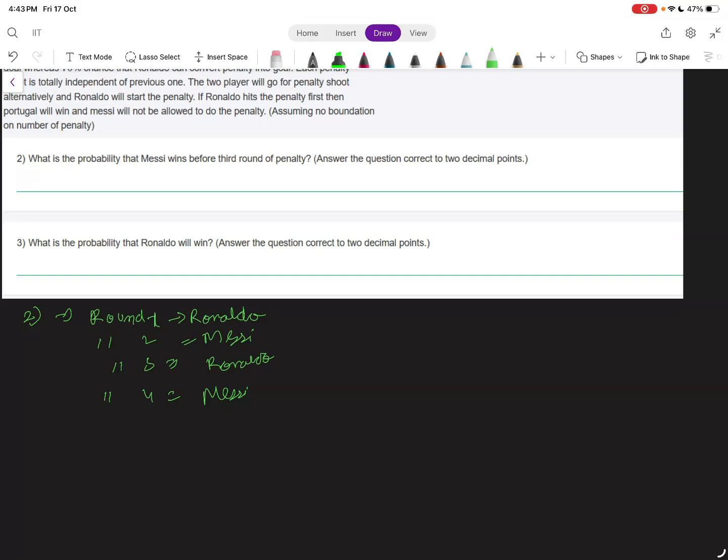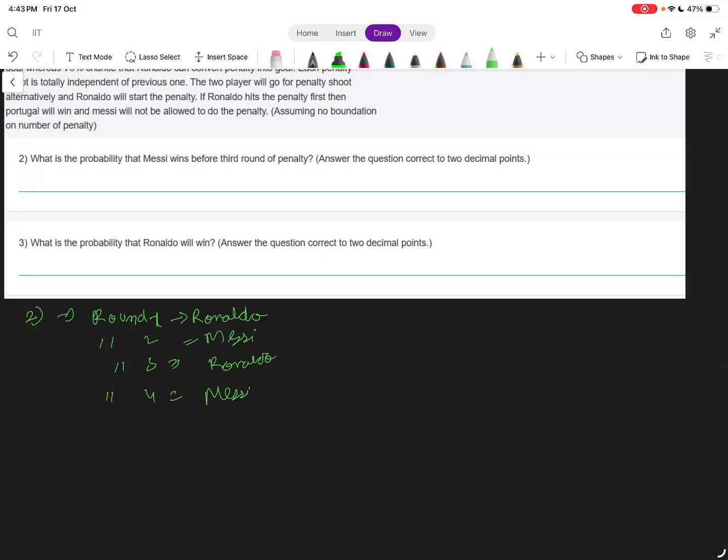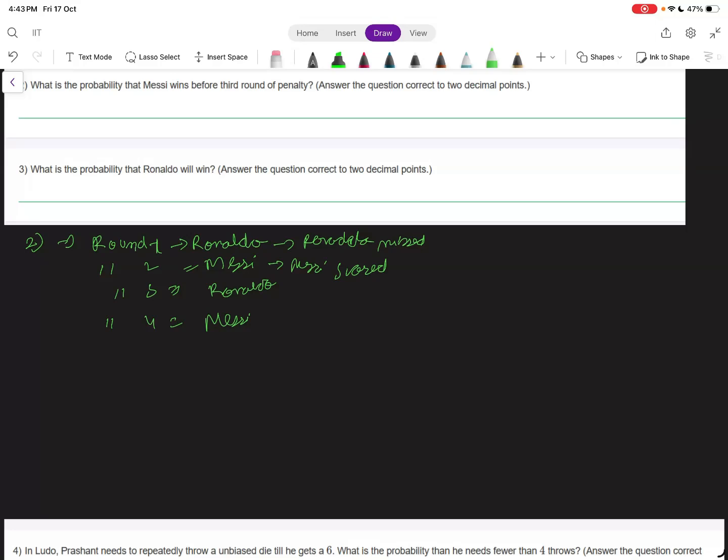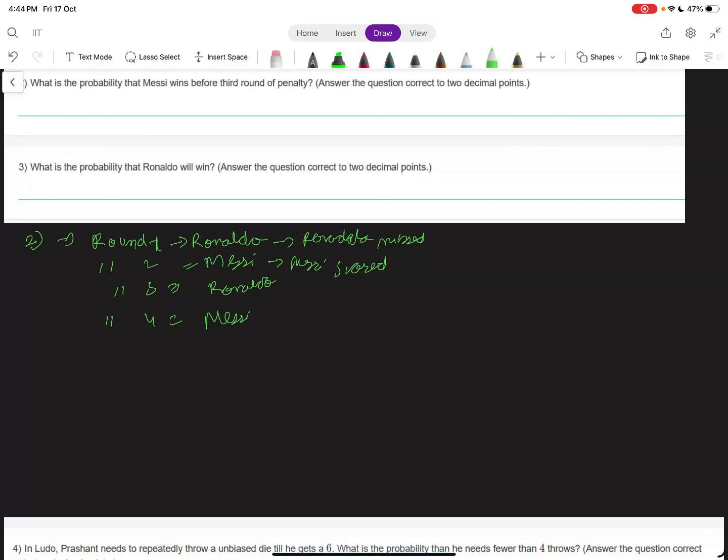Ronaldo does not score, but Messi scores, and that's how Messi wins. Before the third round means here, Messi scores by his second attempt. So Messi scored a goal here. Ronaldo missed. Sorry for my bad penmanship here, but anyways, ignore my handwriting. Messi scored, but Ronaldo missed. So let's draw the possible sequences. Messi wins on his first attempt, which means Ronaldo misses. What is the probability of Ronaldo missing? It is 0.3. The probability of Messi scoring is 0.4, as we have seen before.